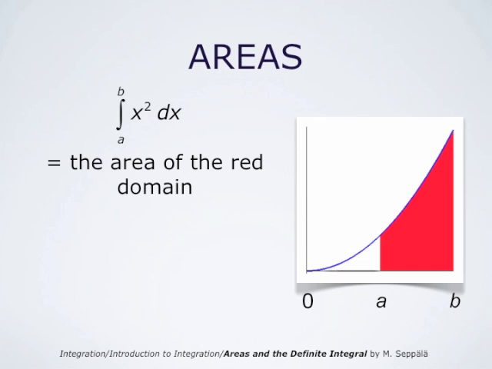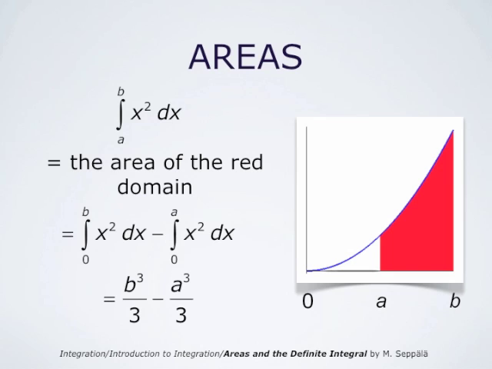Now, the area of this red domain is of course the area of the red domain together with the area of the white domain corresponding to the interval from 0 to a, and then we subtract the same area again. So this is the same as the definite integral from 0 to b of x squared dx minus the definite integral from 0 to a of x squared dx. We have already computed the definite integral from 0 to b of x squared dx, that is just b cubed over 3, and in the same way the definite integral from 0 to a of x squared dx is a cubed over 3, so we conclude that the definite integral from a to b of x squared dx is simply b cubed over 3 minus a cubed over 3.